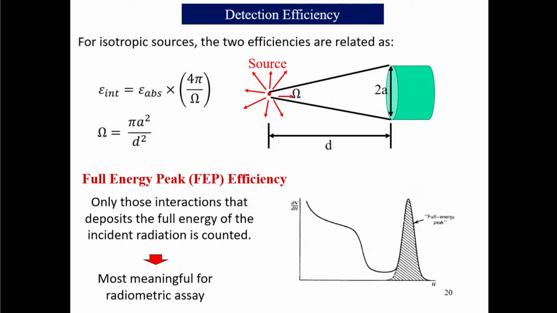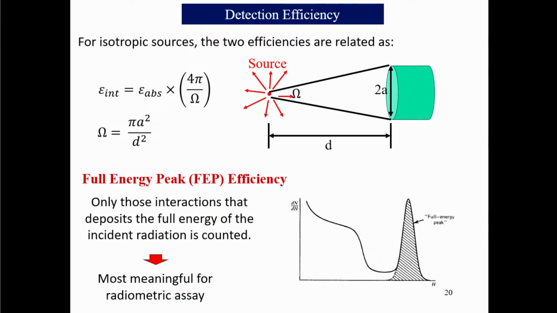You will understand it better with this figure. Let us say this is the source. It is emitting radiation in all directions, out of which only a small fraction is detected. That is the absolute efficiency. And let us say 10 of this radiation has reached the detector, but only 2 are detected, then it is 20% intrinsic efficiency.